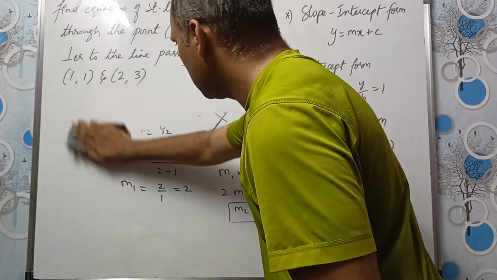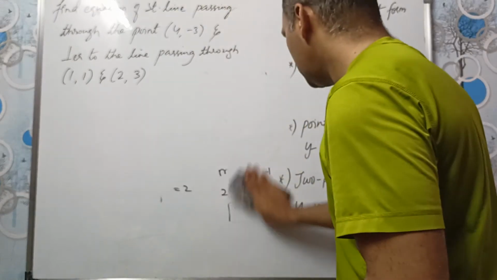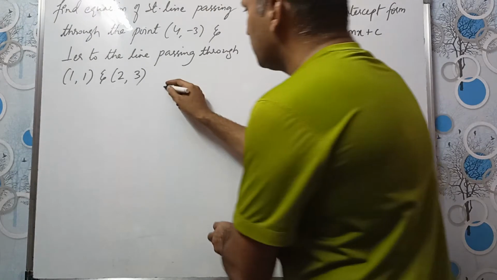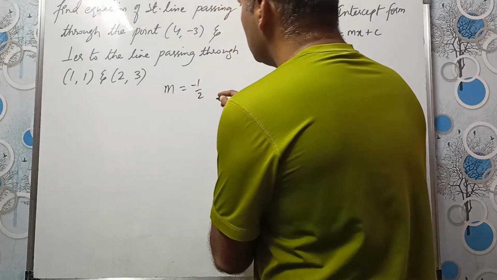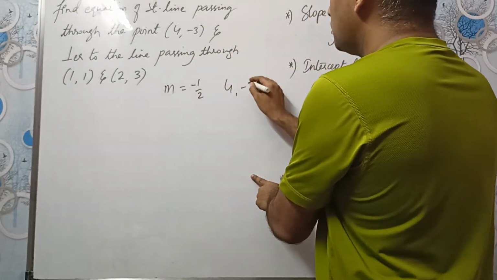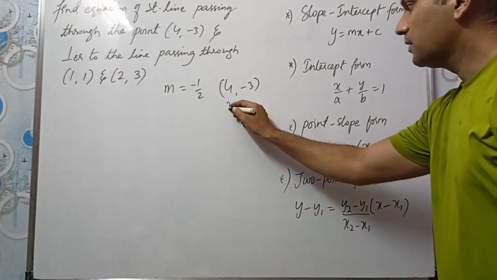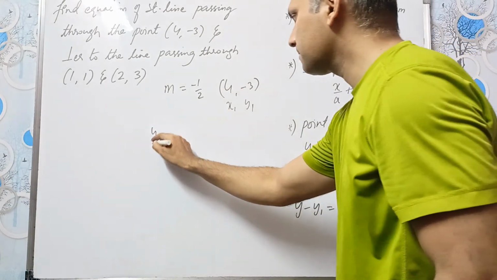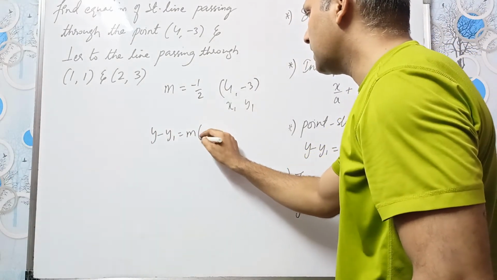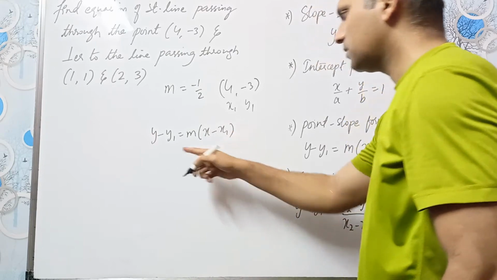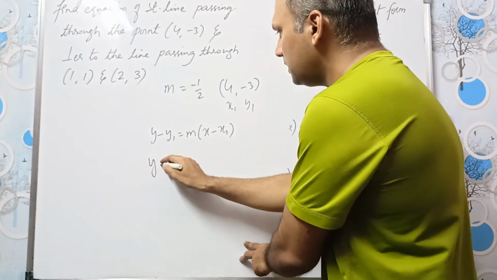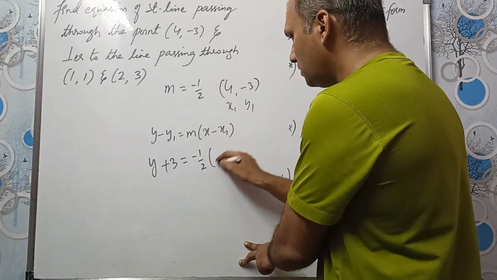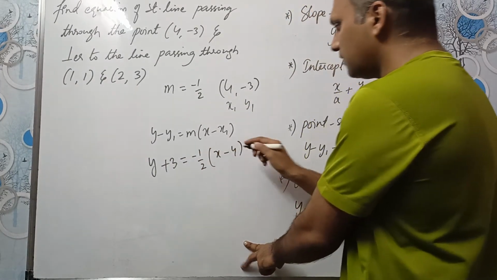We have the slope -1/2. So the slope of the line now is -1/2 and it is passing through (4, -3). So this is (x1, y1) now. This is the slope. y - y1 is equal to m into (x - x1). Let us substitute the values. y - y1, it is y minus of minus 3, m is -1/2 multiplied by (x - 4).